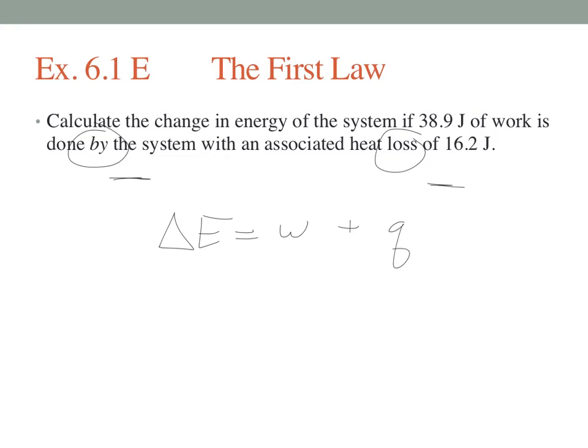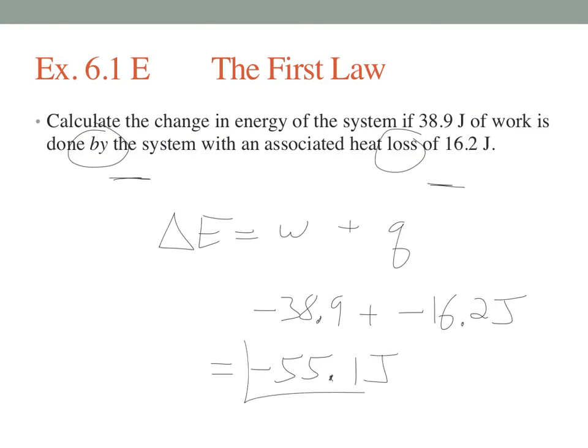And since the work of the system is negative 38.9 joules, and then the heat of the system, I'll still put a plus sign there, is negative 16.2 joules. Okay, we add those up and we get negative 55.1. This is a really simple multiple choice question because you have to make those numbers positive or negative when you add them up. There are 4 choices. Just make sure you understand if heat is going in, work is going in or out, with those words as well as with the numbers.